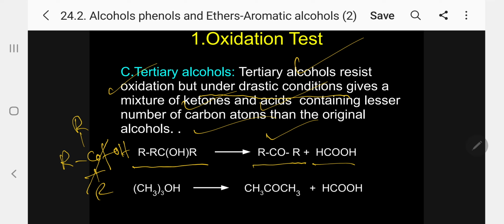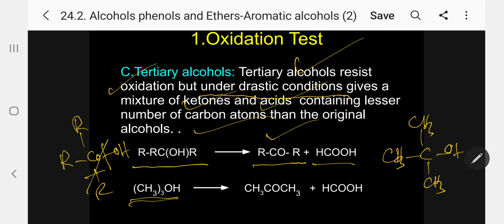Just see here. So this is tertiary butyl alcohol. I can write it like this. This is the tertiary butyl alcohol. Kindly follow. So on oxidation, what will happen now? The bond breaks here, O will be added here, forming acetone. And there is one more carbon, this undergoes oxidation, giving formic acid.